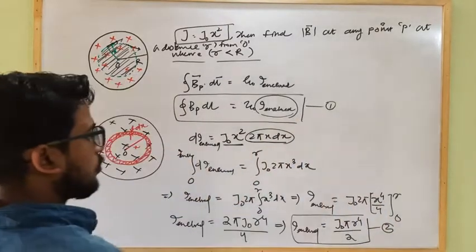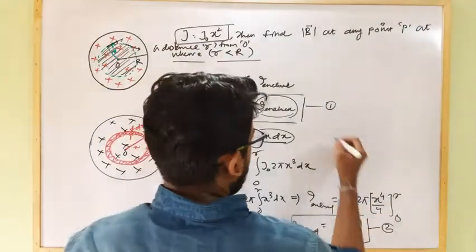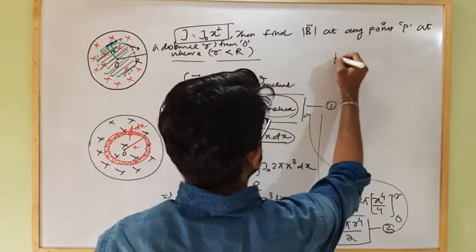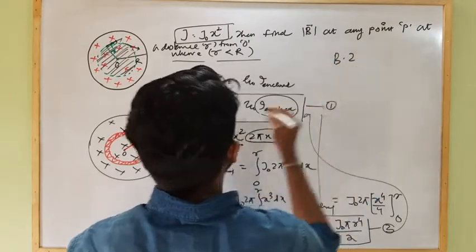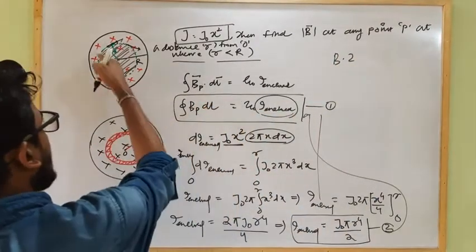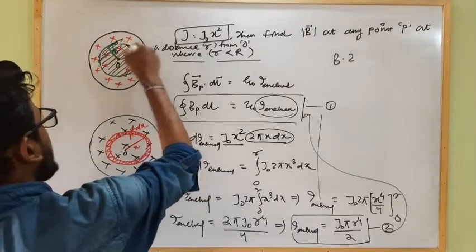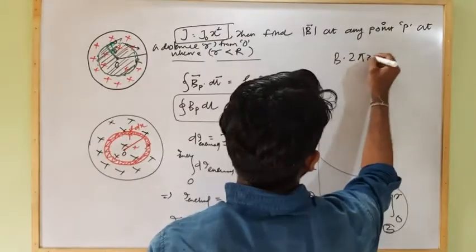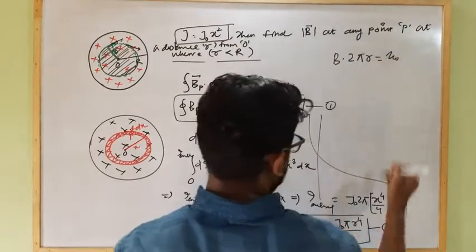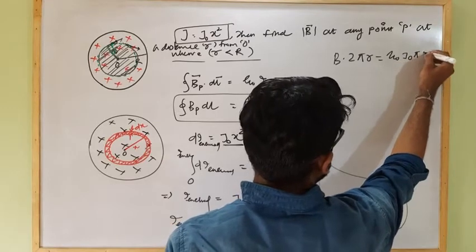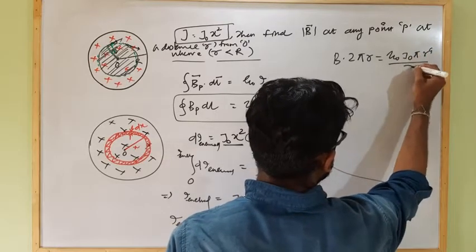Now using equation 2 in 1, we will get what? B dot closed integral of dl will be how much? Radius is r, it will be 2 pi r equal to mu naught times I enclosed. What is the expression for I enclosed? J naught pi r to the power 4 by 2.